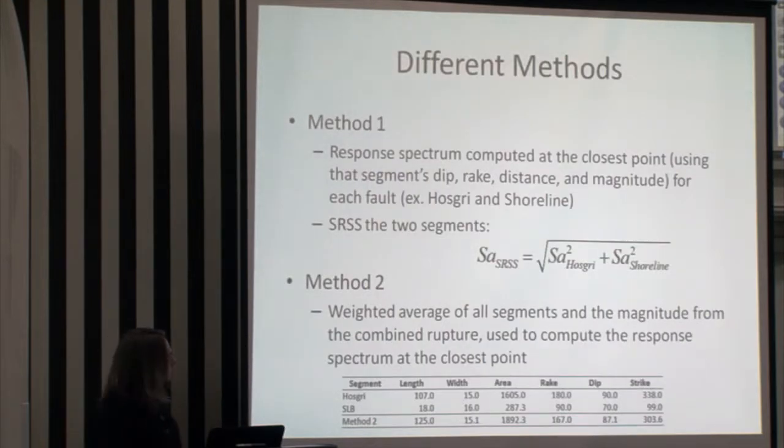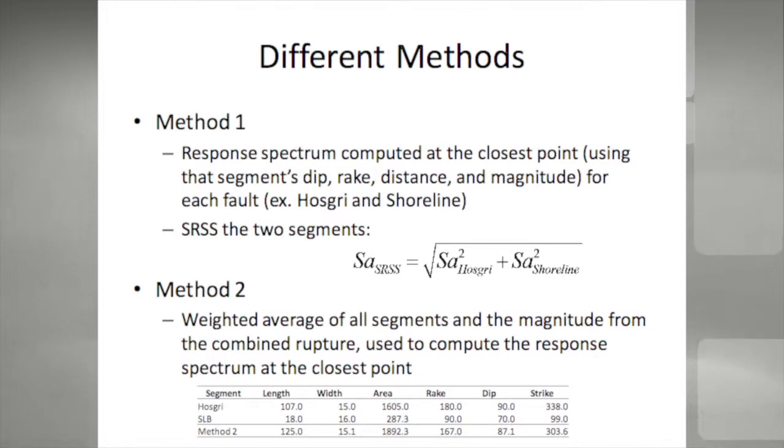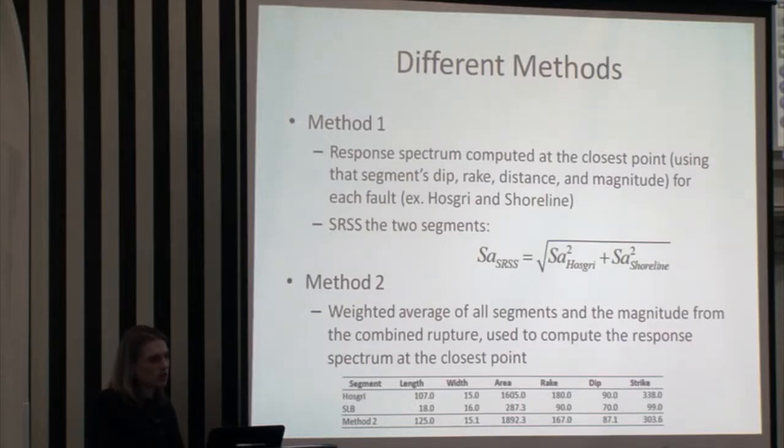Okay, this should look familiar. Jennifer had 3 different methods of combining the GMPEs. I have 4, because it gets a little more complicated with the Splay case, just a little more to keep track of. The first method treats the Splay like 2 separate earthquakes. So you're using the closest point to each segment, the closest point to the Hosgri or the main, and then the Splay, and then we're using an SRSS method to combine the GMPEs, or combine the response spectra.